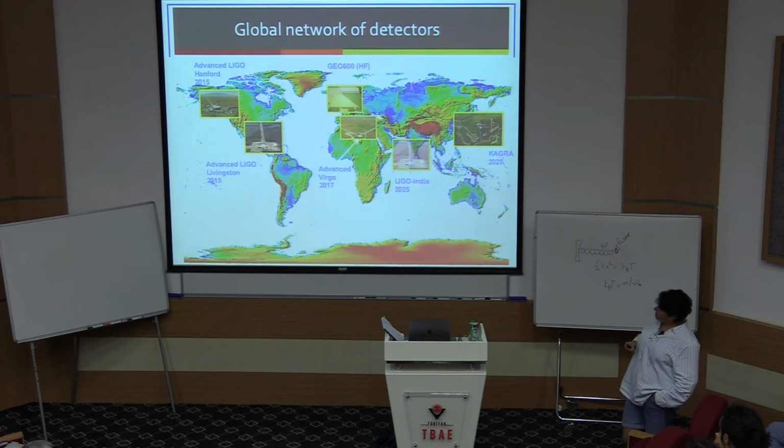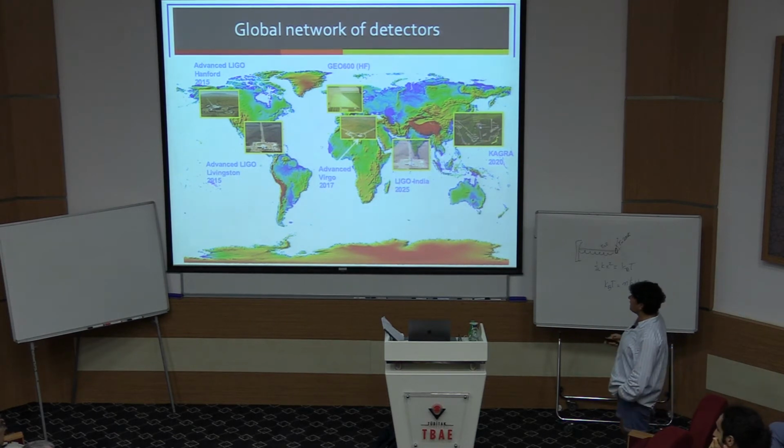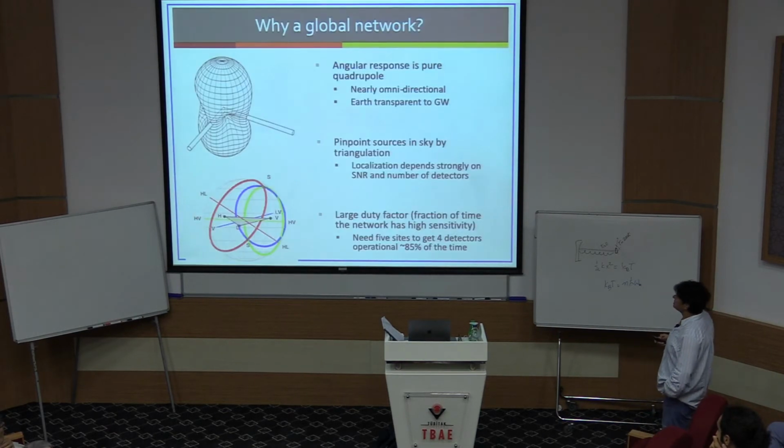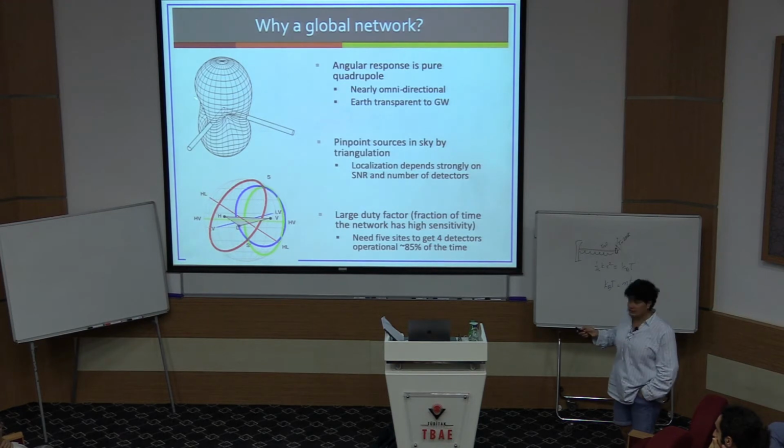Now, you might ask why we have this big network of detectors. Why do we need so many? So here's a nice way to think about this. I don't know, Scott, did you show the peanut? Okay, you didn't show the peanut. This is the peanut. What this is here is an interferometer, and this shows the directional sensitivity of the interferometer.